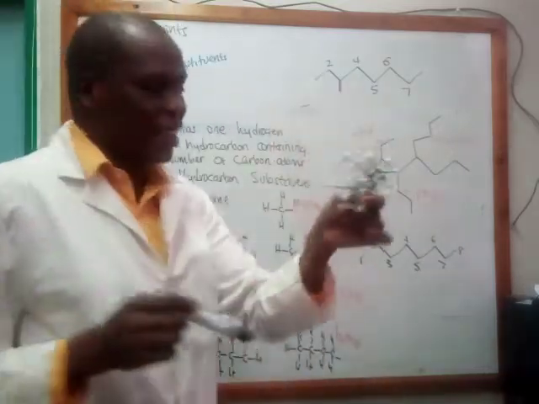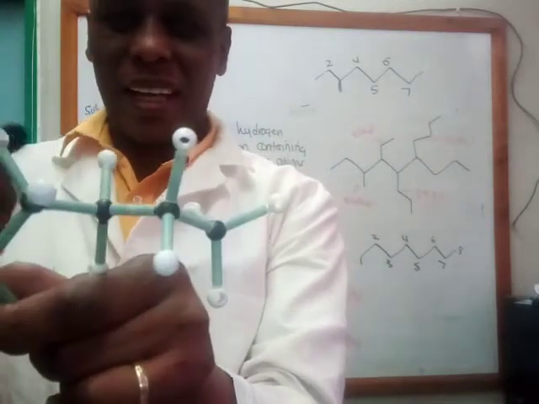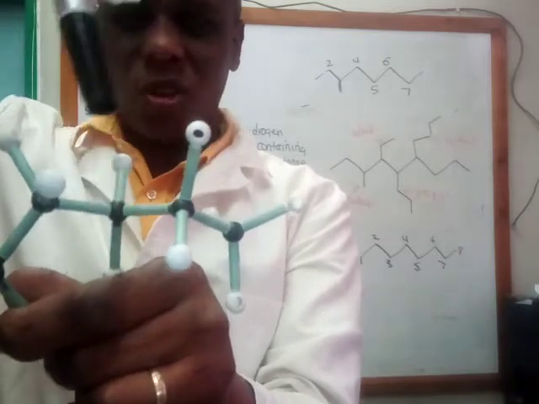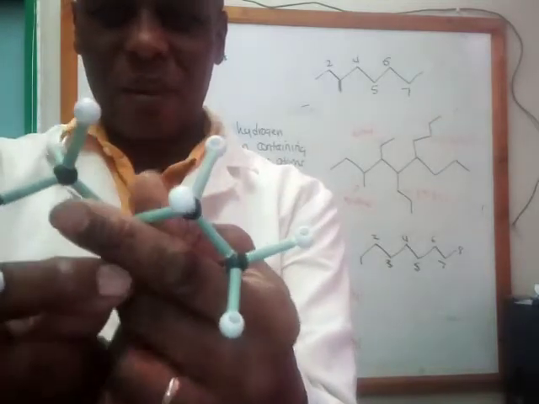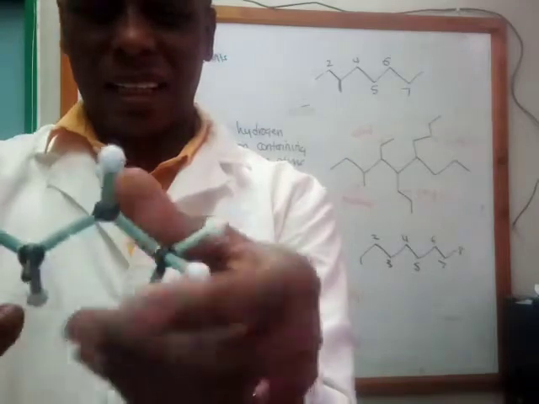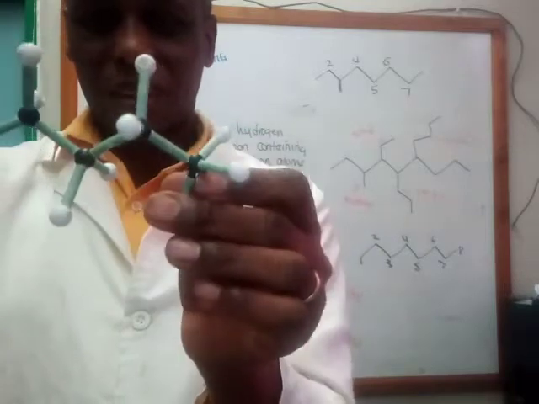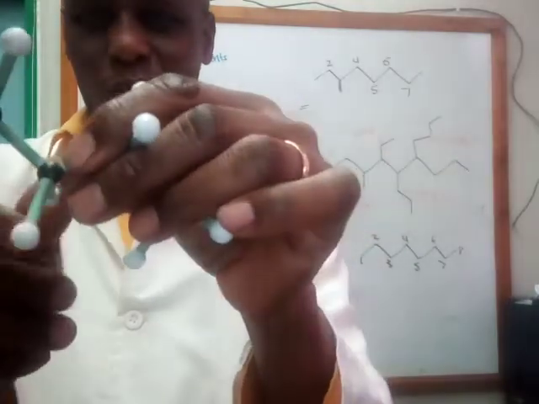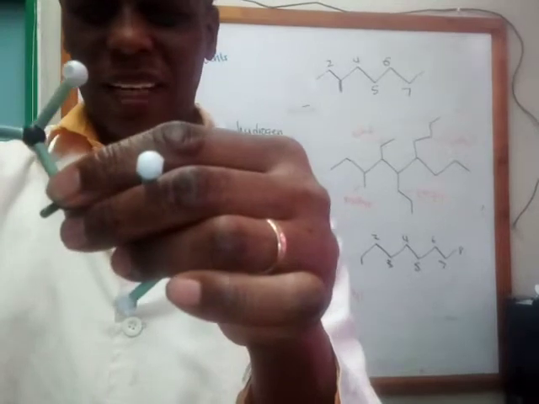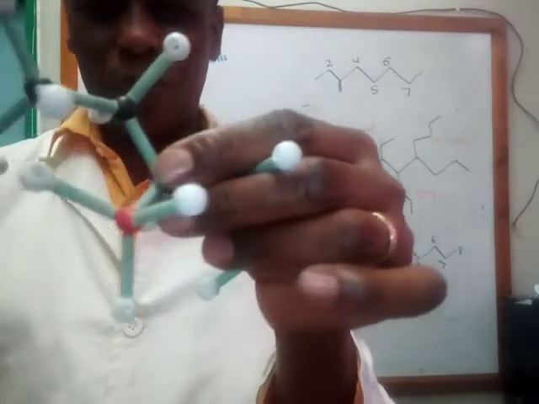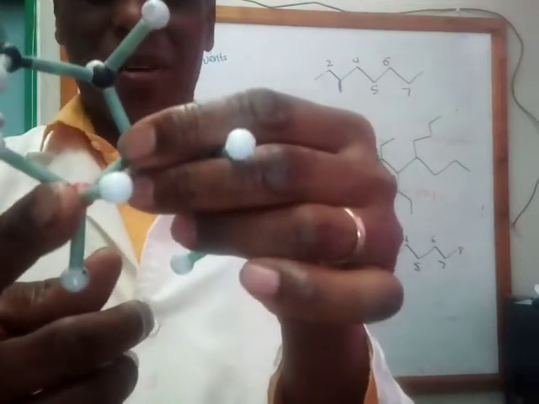Now, coming to our structure here, I counted up to carbon number 3. In carbon number 3, what I have done is to remove one of the hydrogens, the one closest to you, and then I've added a group there called a methyl group. It has one carbon atom.